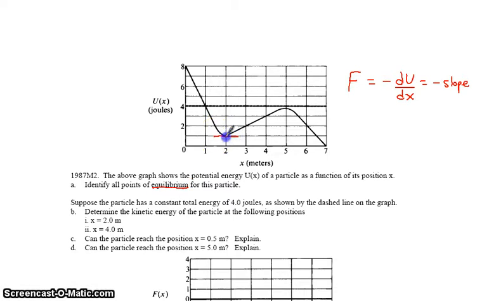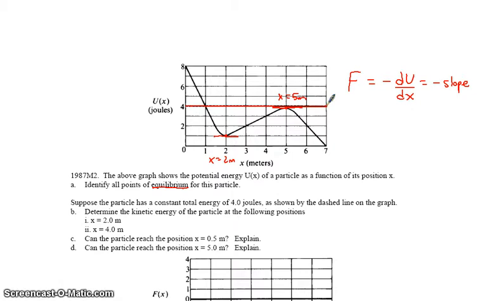So there's one spot right there at x equals 2. And here's another spot right here at x equals 5. So that's the answer to that question. Now, part B. The particle has a constant total energy of 4 joules. I find it helpful, and they have that drawn. I'll highlight it. That's the total energy of this object. Determine the kinetic energy of the particle at the following positions.